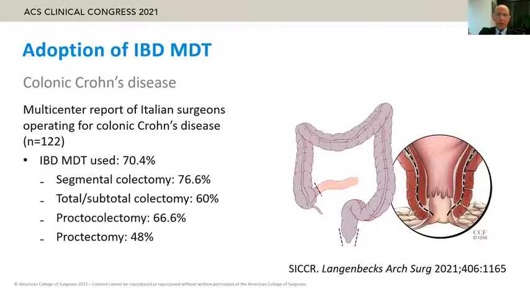And then lastly, coming out of Italy, there were 122 patients with chronic Crohn's disease, and they found that an MDT was used about 2/3, 3/4 of the time, but it really depended on what type of operation was planned, with a segmental colectomy much more likely to be discussed as opposed to someone undergoing a proctectomy.